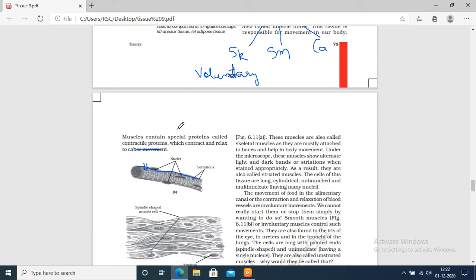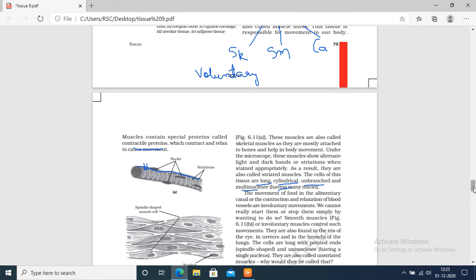So that is why the voluntary muscle or the skeletal muscle is also known as striated muscle, and it has many nuclei, also known as multinucleated. Okay, so the cells of this tissue are long, cylindrical, unbranched and multinucleate, meaning having many nuclei. So this was about the skeletal muscle.